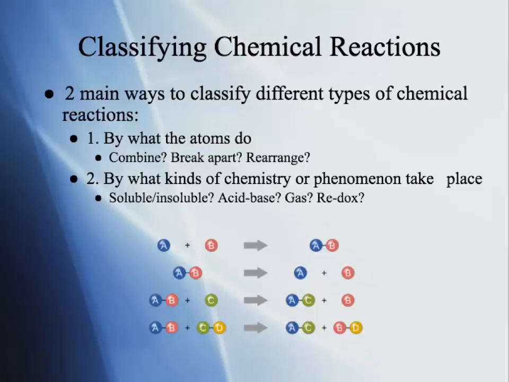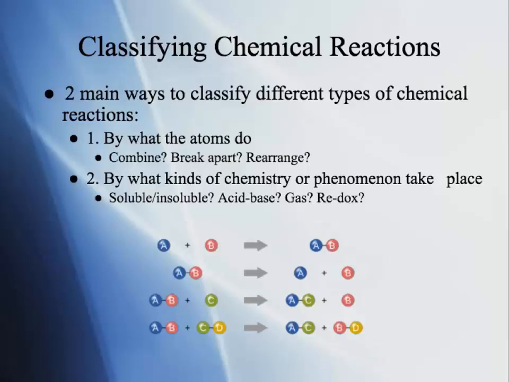So when we're talking about chemical reactions, basically there's two main ways to classify different types of chemical reactions. One, you can take a look at what the atoms actually do. Are they combining together to make something new? Are they breaking apart to make something new? Or are they simply just rearranging and changing their partners to make a new product?